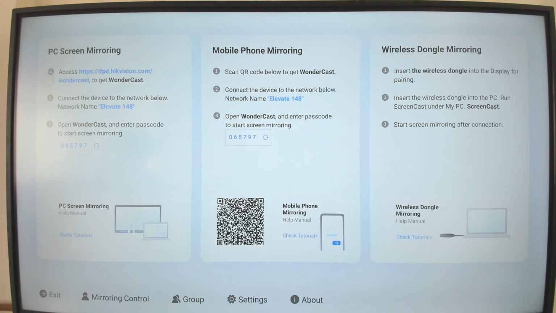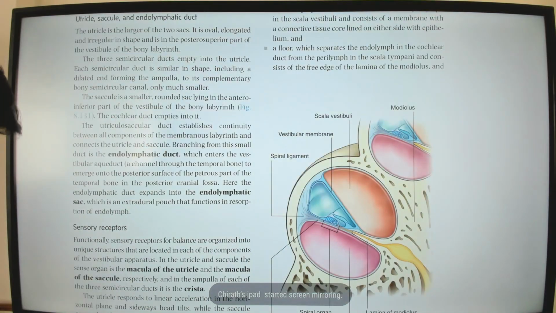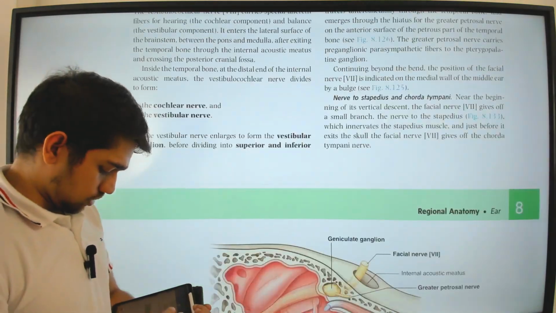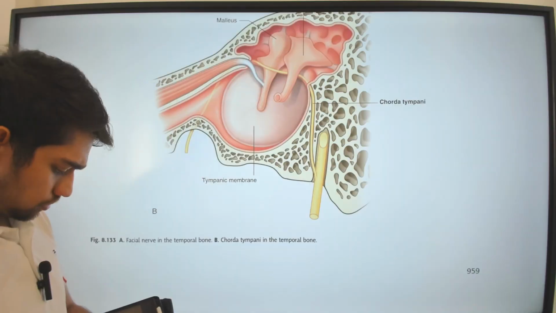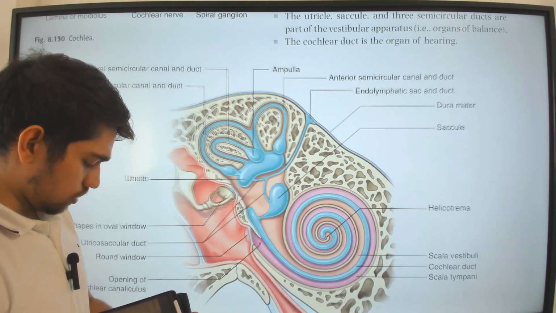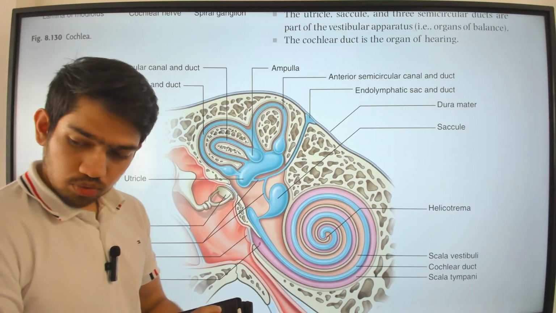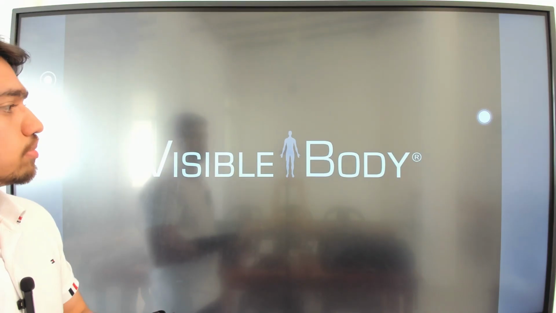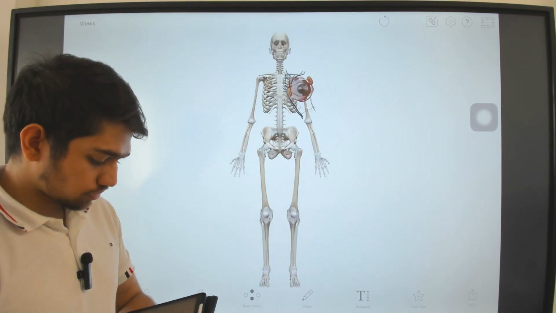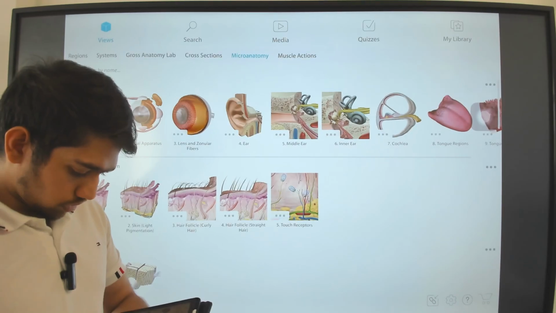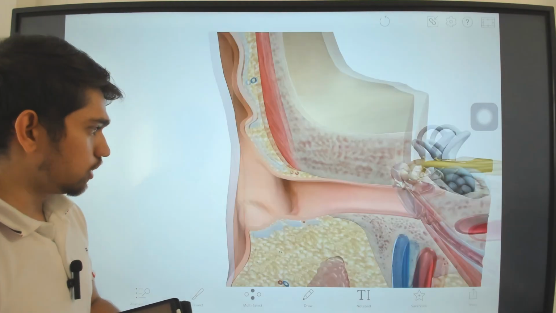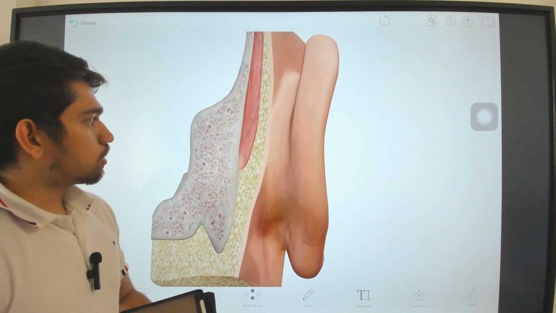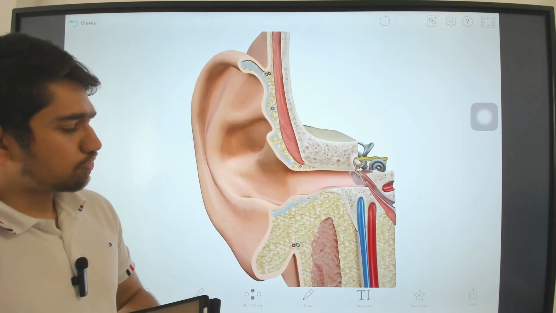I'll use some of my textbooks as a reference as well, because they have some nice diagrams, particularly this one, but we'll come to that later. Okay, so we'll go to our software. So, the ear. Right, we'll start with the external appearance of the ear.